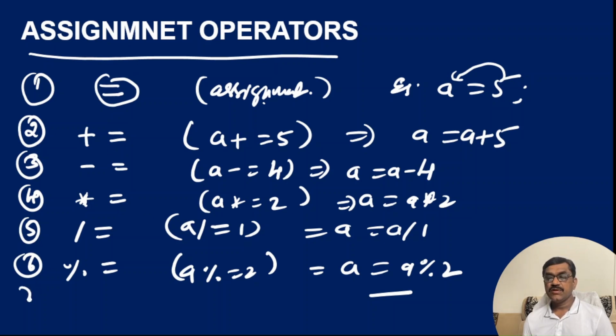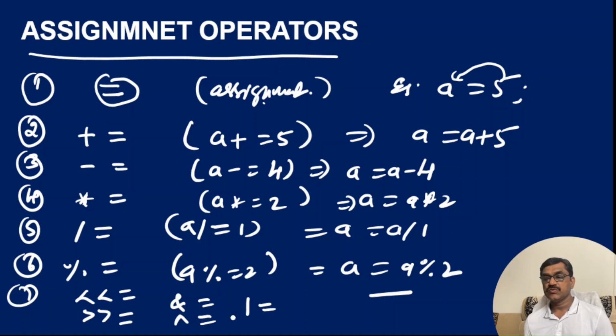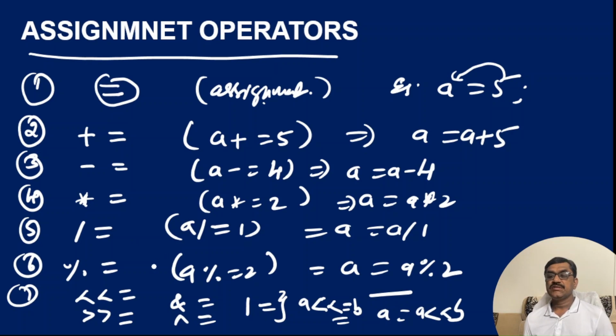Not only these operators, you can use left shift equals to, right shift equals to, bitwise and equals to, bitwise exclusive or equals to, bitwise or equals to. So if I write a double less than shift equals to b, the meaning is a equals to a double less than b. So you have to follow the same instructions which are said above. These are the statements which come under assignment operators.